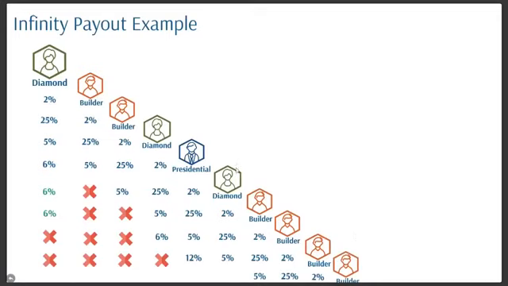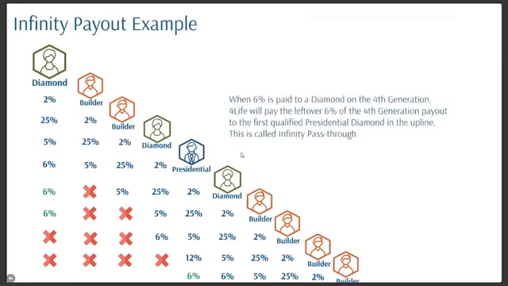So what percentage would this diamond get paid on a builder that's on their fourth level? 6%, right? So then what percentage would this presidential diamond get paid on a builder that's on their fifth level? If you said 3, that means you did a great job memorizing the percentages and the payouts, and that's not your fault because you didn't know about this concept, but they're actually going to get 6%, which is double what they would be expecting. And the reason is that when 6% is paid to a diamond on their fourth generation, 4Life is going to pay that leftover 6% of the fourth generation payout to the very first qualified presidential diamond in the upline. And we call this infinity pass-through.